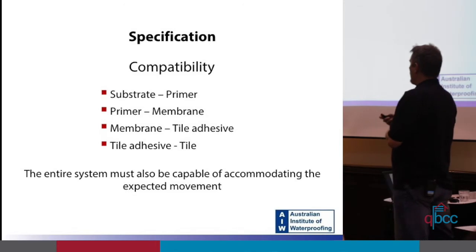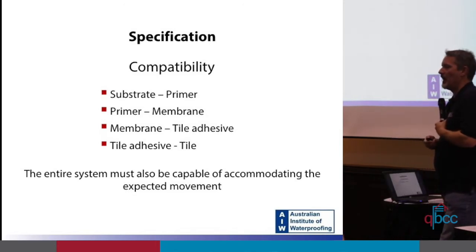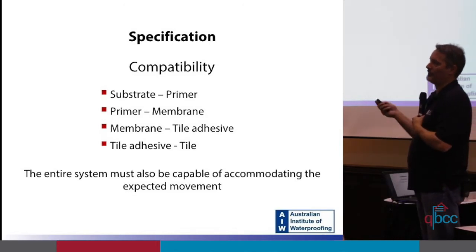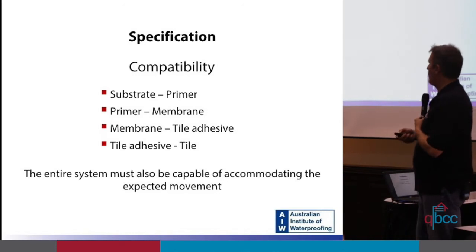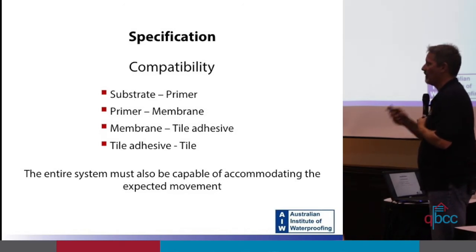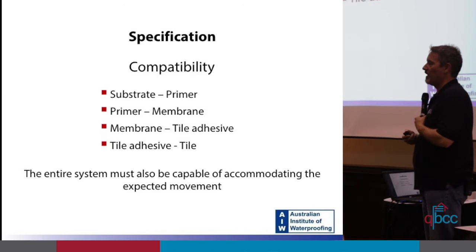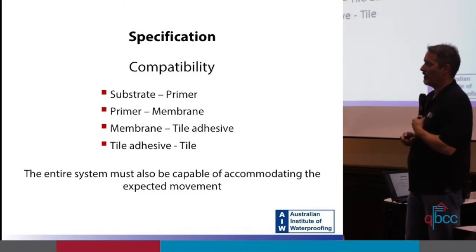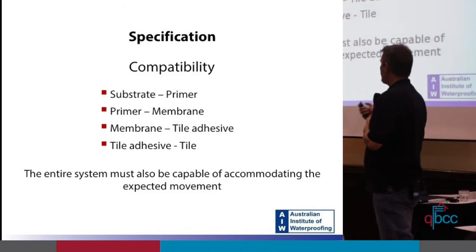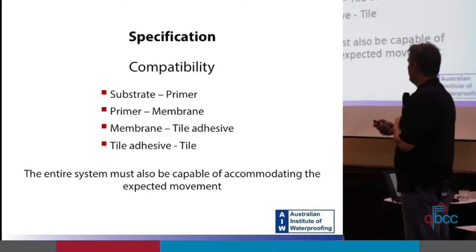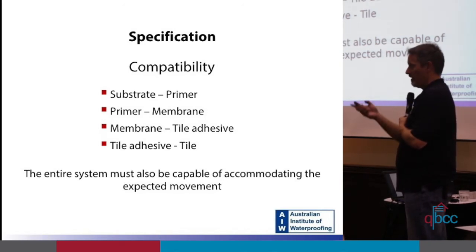So let's talk about compatibility. The substrate has to be compatible with the primer. The primer then has to be compatible with the membrane you're going to put on top. The membrane then has to be compatible with the tile adhesive. And the tile adhesive then obviously also has to be compatible with the tile. And the entire system has to be capable of accommodating the expected movement. Make sense?